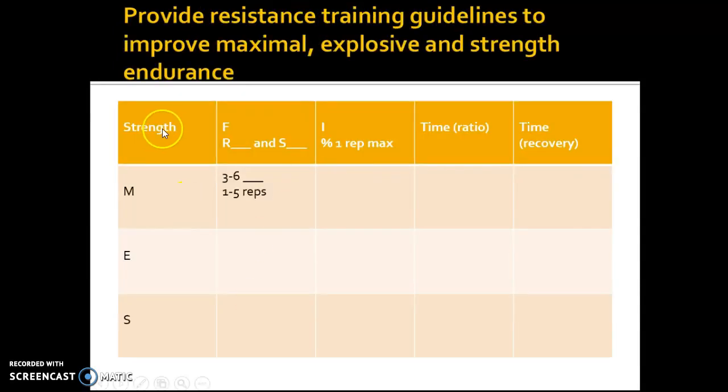Going on then. When you're trying to improve different types of strength, you've got to be able to provide the resistance training guidelines to improve maximal, explosive and strength endurance.